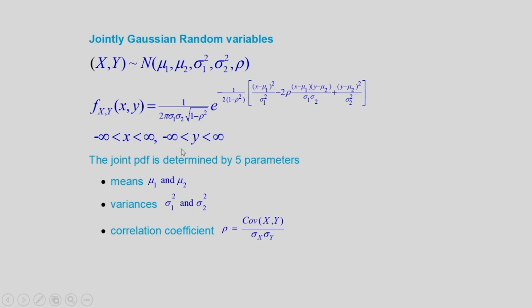And thus, this joint Gaussian PDF is determined by 5 parameters: means mu 1 and mu 2. It can be shown that mu 1 is the mean of X and mu 2 is the mean of Y. Variances sigma 1 square, sigma 2 square: sigma 1 square is the variance of X and sigma 2 square is the variance of Y. And the correlation coefficient rho, that is covariance of XY divided by sigma x into sigma y. In this case, it is sigma 1 into sigma 2. So, these 5 parameters describe the jointly Gaussian random variables X and Y.